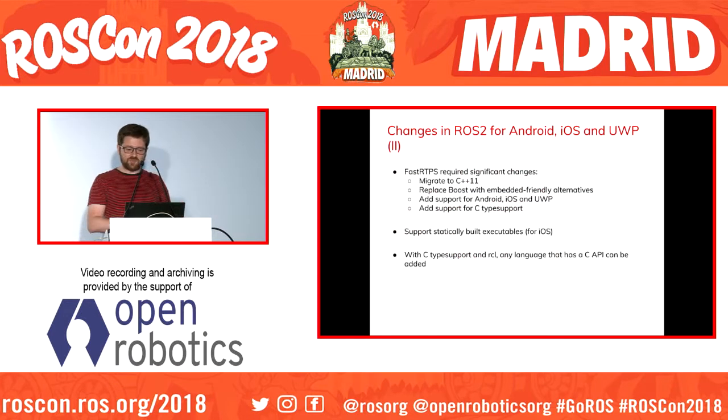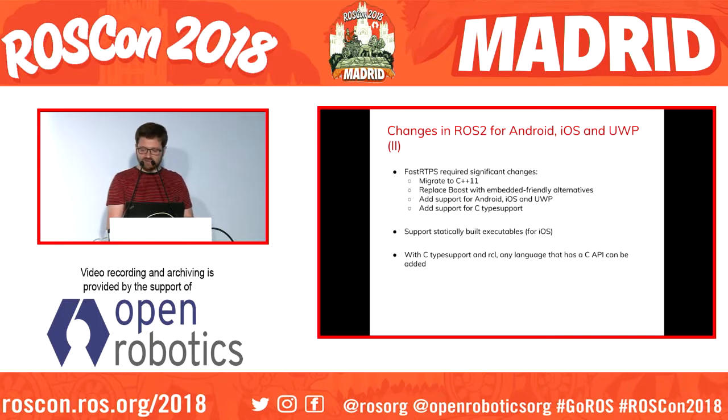But Fast RTPS is the part that required the most changes. It used to use a lot of Boost, but fortunately we have C++11 and C++14. And for the parts of Boost that are not covered in C++11, you can either find alternatives or write them yourselves. And that's exactly what I did. Fast RTPS also, well, the RMW layer was missing type support in C. That's the thing that translates RTPS messages to C structures back and forth.